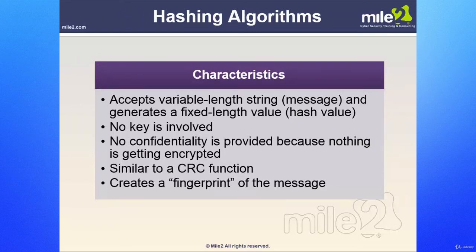Accepts variable length strings, messages, as in the say, and generates a fixed length value. It's called a hash value. Again, important part here is that it's fixed length. No key is required or is involved here. No confidentiality is provided because nothing's getting encrypted. It's similar to what we call the cyclic redundancy check function, the CRC. Right? It creates a fingerprint of the message. And this can, again, be done for a hard drive, for a file, whatever the case.